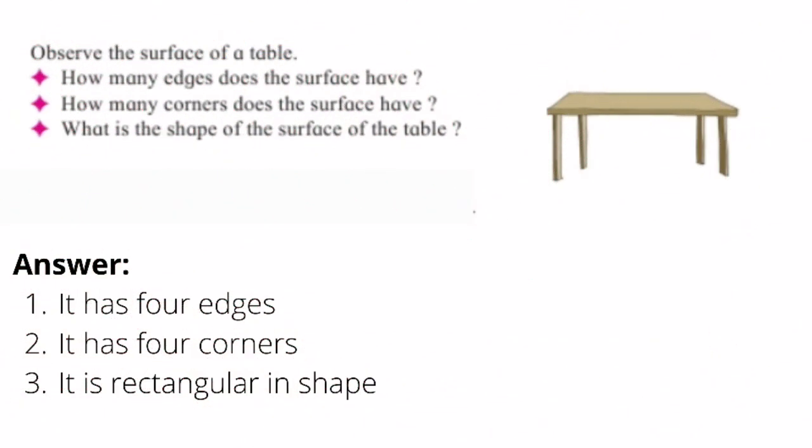Students, see on the right side of your page, they have given you a table. You have to observe the surface of the table and solve the questions. First one, how many edges does the surface have? It has 4 edges. Second, how many corners does the surface have? It has 4 corners. Third one, what is the shape of the surface of the table? It is rectangular in shape.